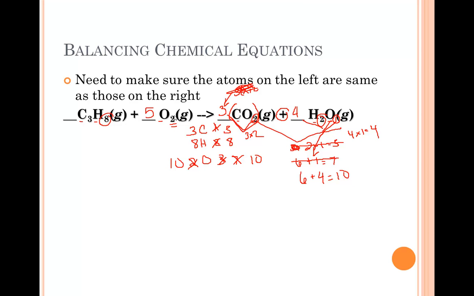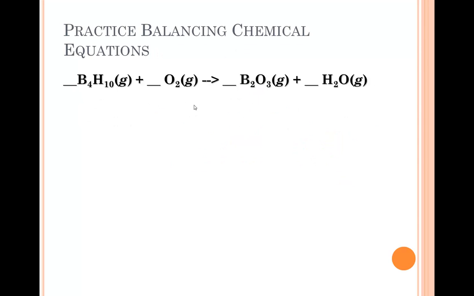Let's try this again. First thing you want to do, write down all your elements. B, H, O. We have 4 boron, 10 hydrogen, and 2 oxygen on the right. On the left, we have 2 boron, 2 hydrogen, and 3 plus 1 oxygens. Alright, so we have borons, we have 4 and 2. Let's multiply that by 2, and that changes our boron to 4 now. That also changed our oxygen. We now have 2 times 3 to make 6, plus 1 is 7.